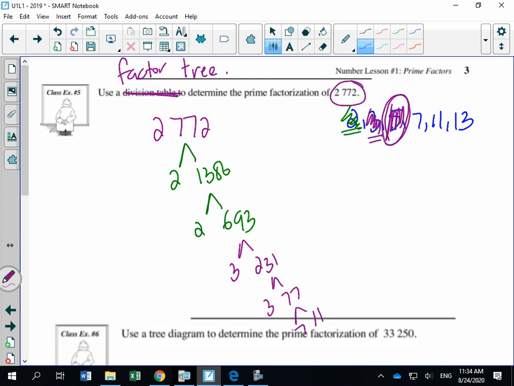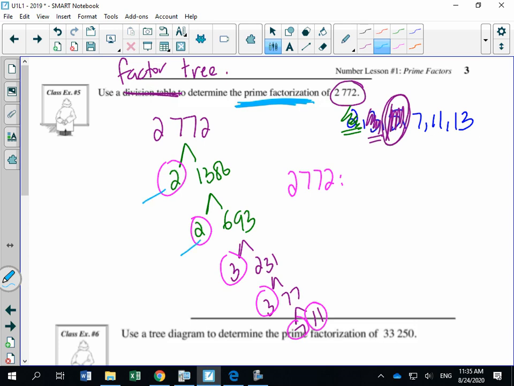And I stop because what you should see is what is special about this number 11. This is a prime number. It's going to be one of your listed numbers, and you always stop when this last number is a prime. So circle all those primes, write 2772, your given number, and let's write it as a product of the primes. That's prime factorization, you guys. Prime factorization means write it as a product of the primes. So 2 times 2 times 3 times 3 times 7 times 11.